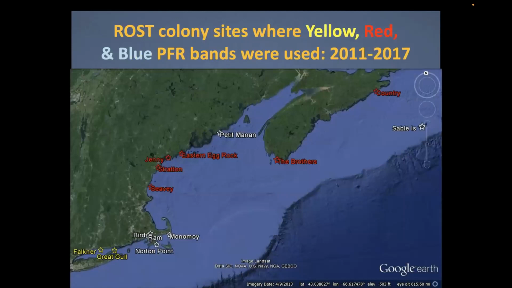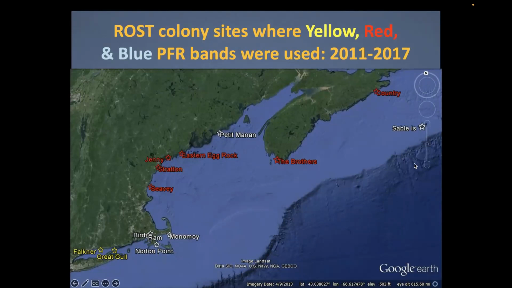So this is a map of where the bands have been used. And if you look in the lower left-hand part, the original color scheme was we were going to use yellow bands at Falkner Island and Great Gull. We were going to use dark blue bands at the colony sites in Massachusetts, and then red plastic color bands at all these colony sites to the north, New Hampshire, Maine, and up in Canada.